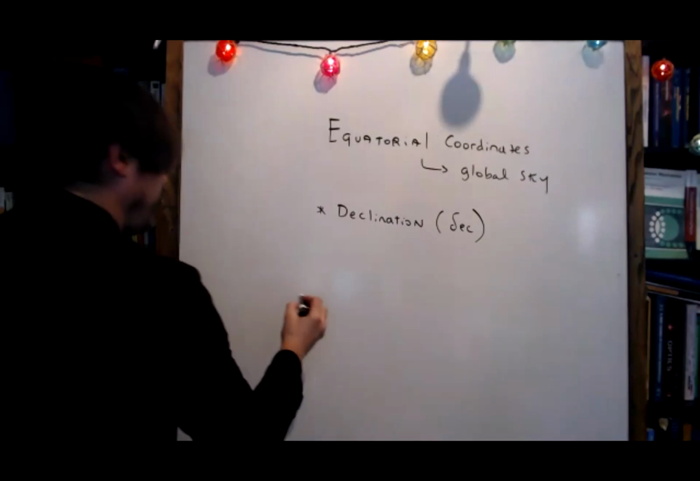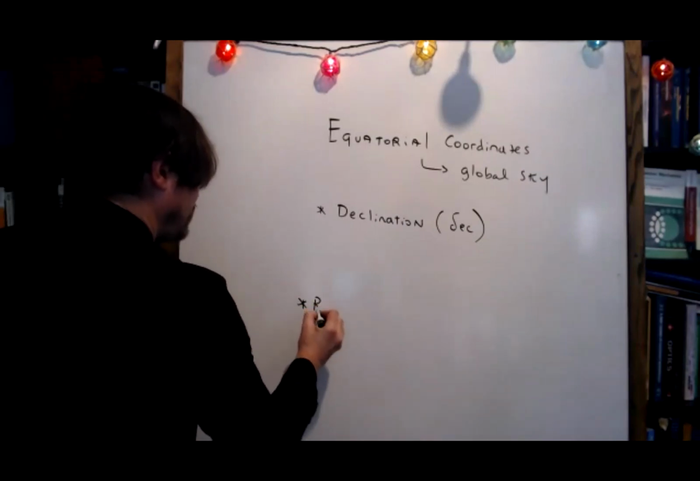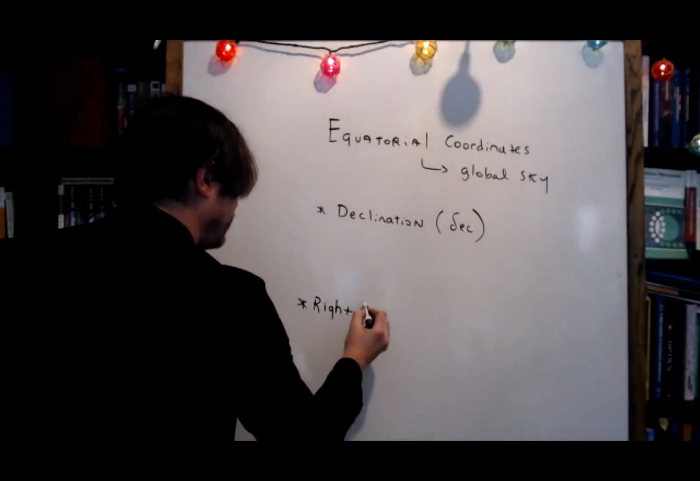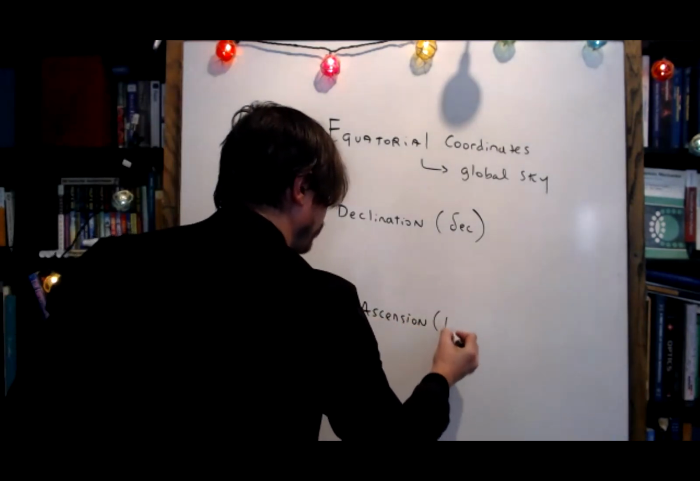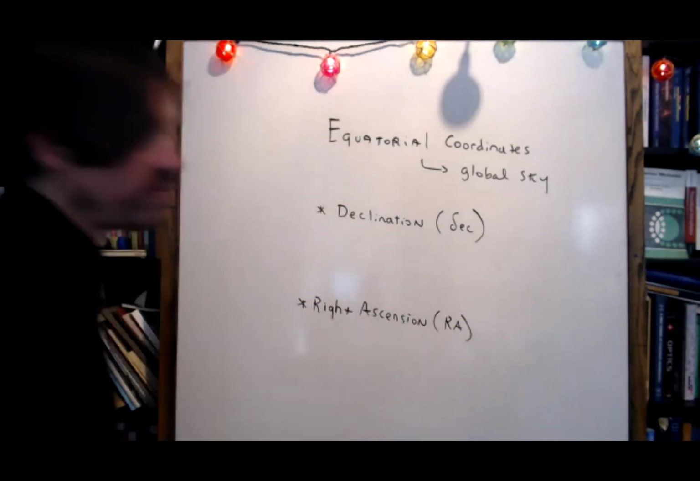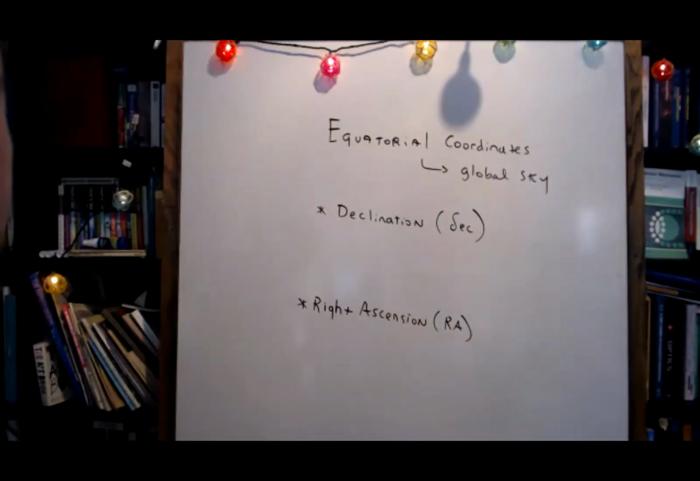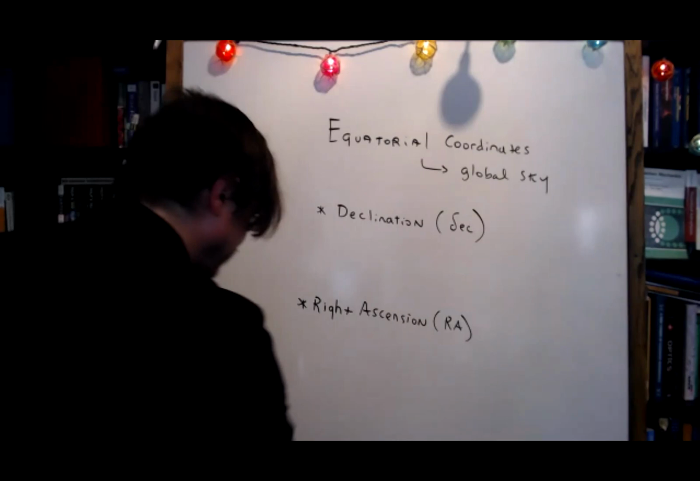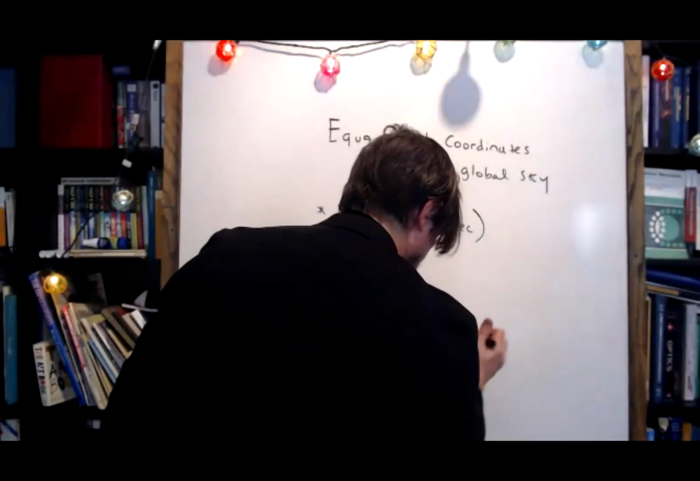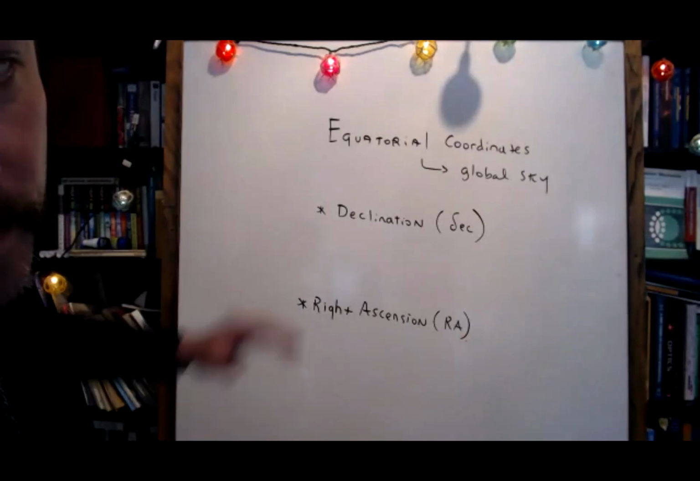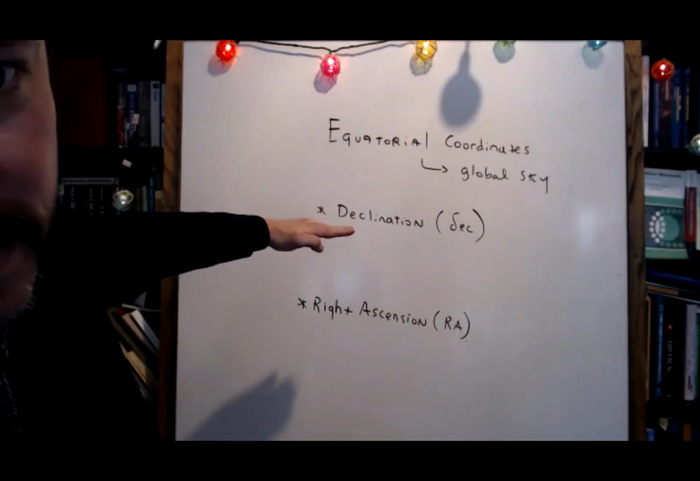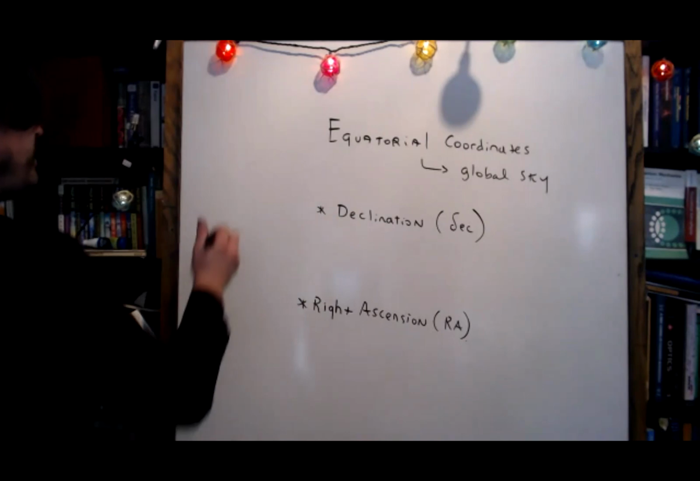And the other one is called right ascension. Astronomers usually just call right ascension RA because they're lazy, myself included, all right? Now, just to help you understand where I'm going here, this coordinate is kind of like latitude, and this coordinate is kind of like longitude.